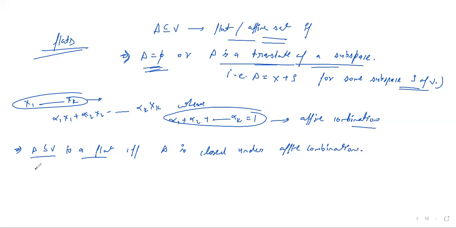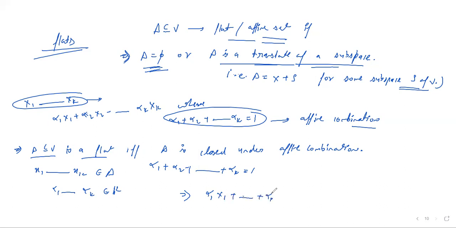Let's say x1 to xk are vectors belonging to the set A, and alpha 1 to alpha k are scalars belonging to the field of scalars, with the affine condition that the sum of alpha 1, alpha 2 up to alpha k has to be 1. Then this is the affine combination. If alpha 1 x1 plus up to alpha k xk belongs to A, then we can say that A is a flat. Okay, so this is just the basics. Maybe you'll need this in some of the topics. It is not that important, but you are going to need it in your further studies.